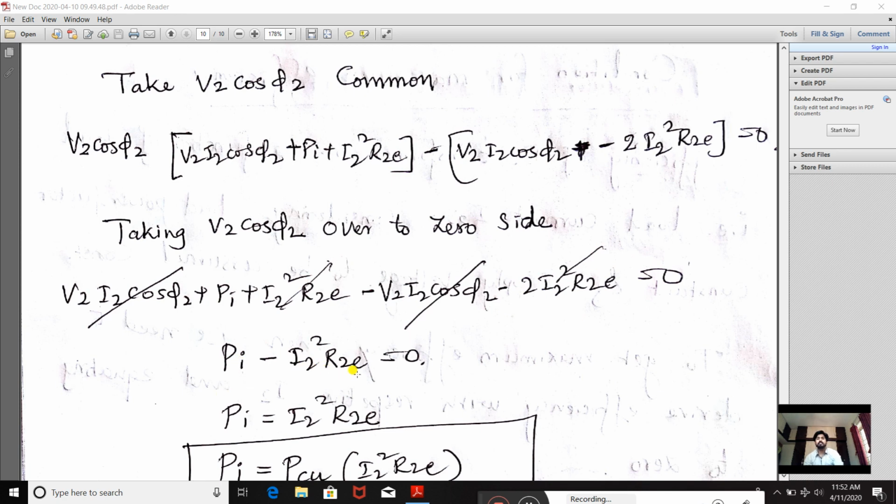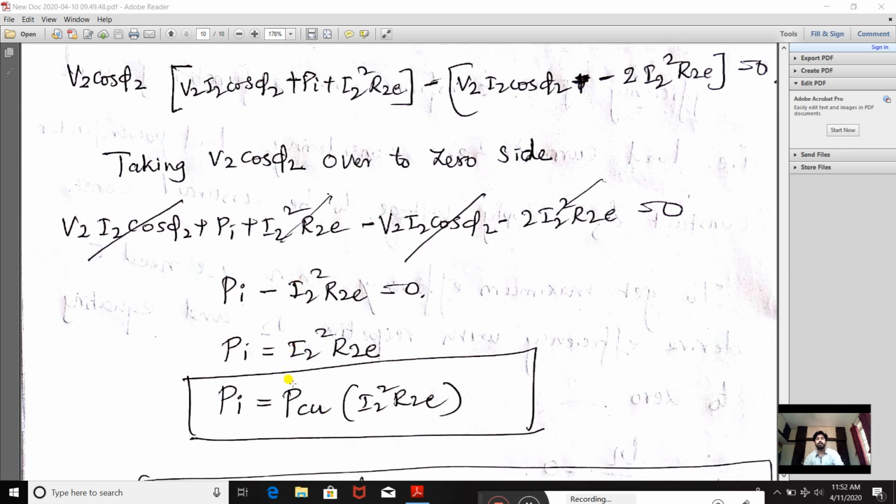So Pi minus I2 square into R2E is equal to 0. So Pi is equal to, if you send this I2 square to this side, it becomes positive, I2 square into R2E. So Pi is nothing but PCU. PCU is nothing but what? Copper loss. Copper loss, how do you denote? I square R. Here we are talking about the secondary side, so I2 square into R2E. Referred to the secondary side, we have written the equation. So I2 square into R2E is nothing but copper loss.